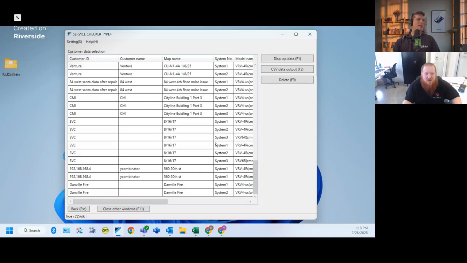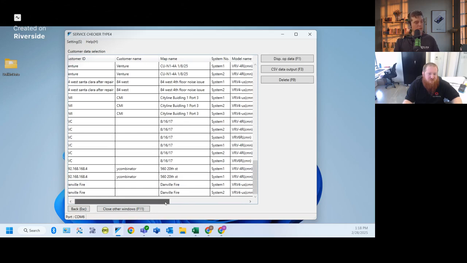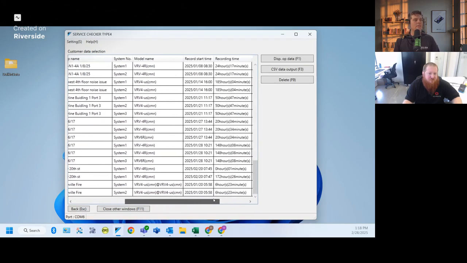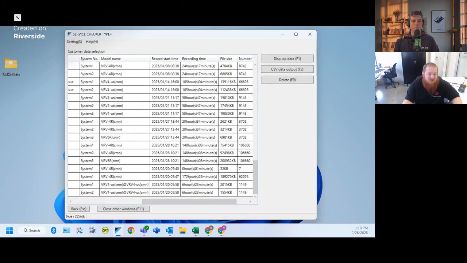Help the person out that you're sending this to, because analyzing Service Checker data is already difficult for most people, and it's time consuming. Just eliminate that time and understand what system number you're sending. And again, that can be randomly populated every time you turn on the Service Checker. So what might be system 1 that time is system 3 the next time you turn the Service Checker on.